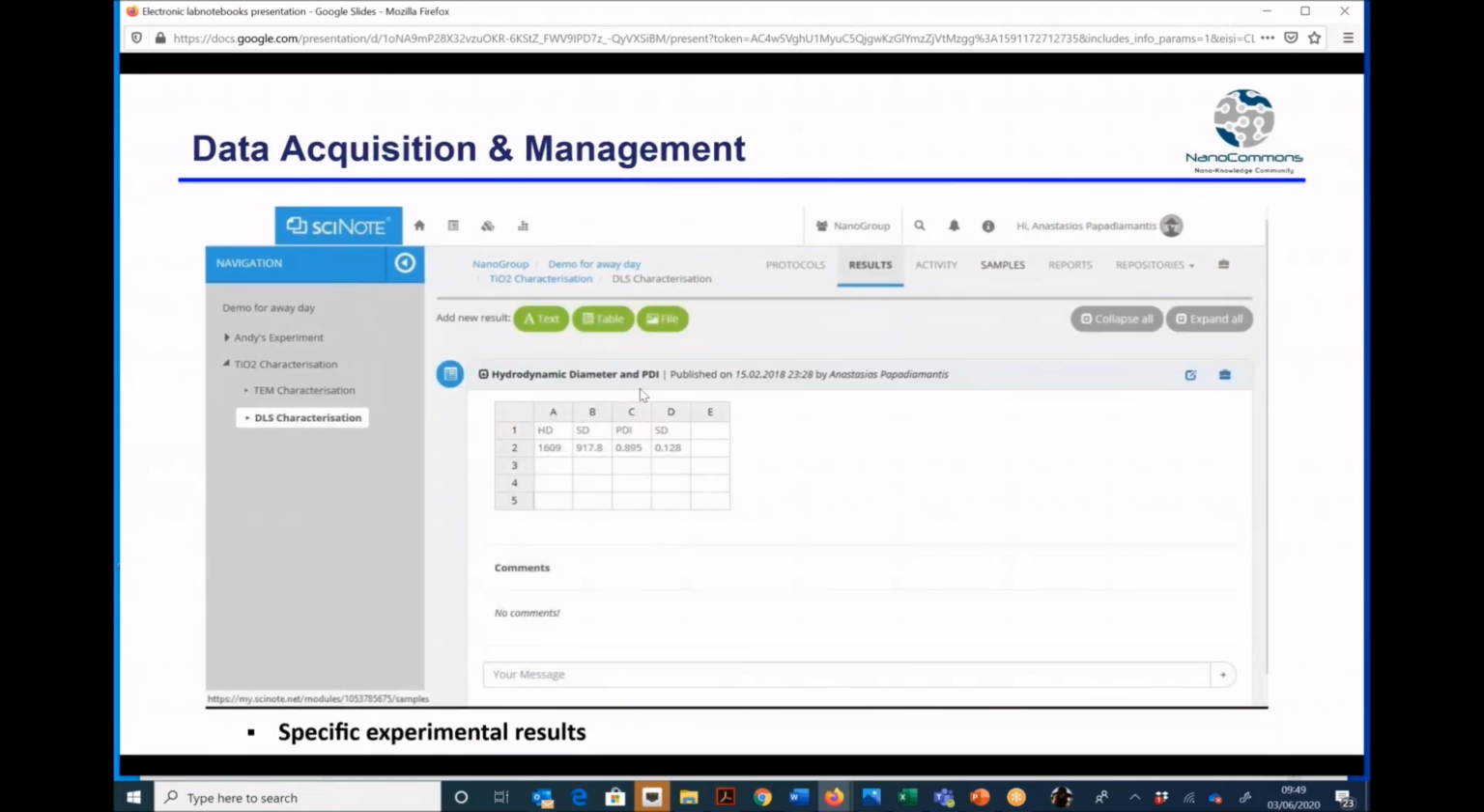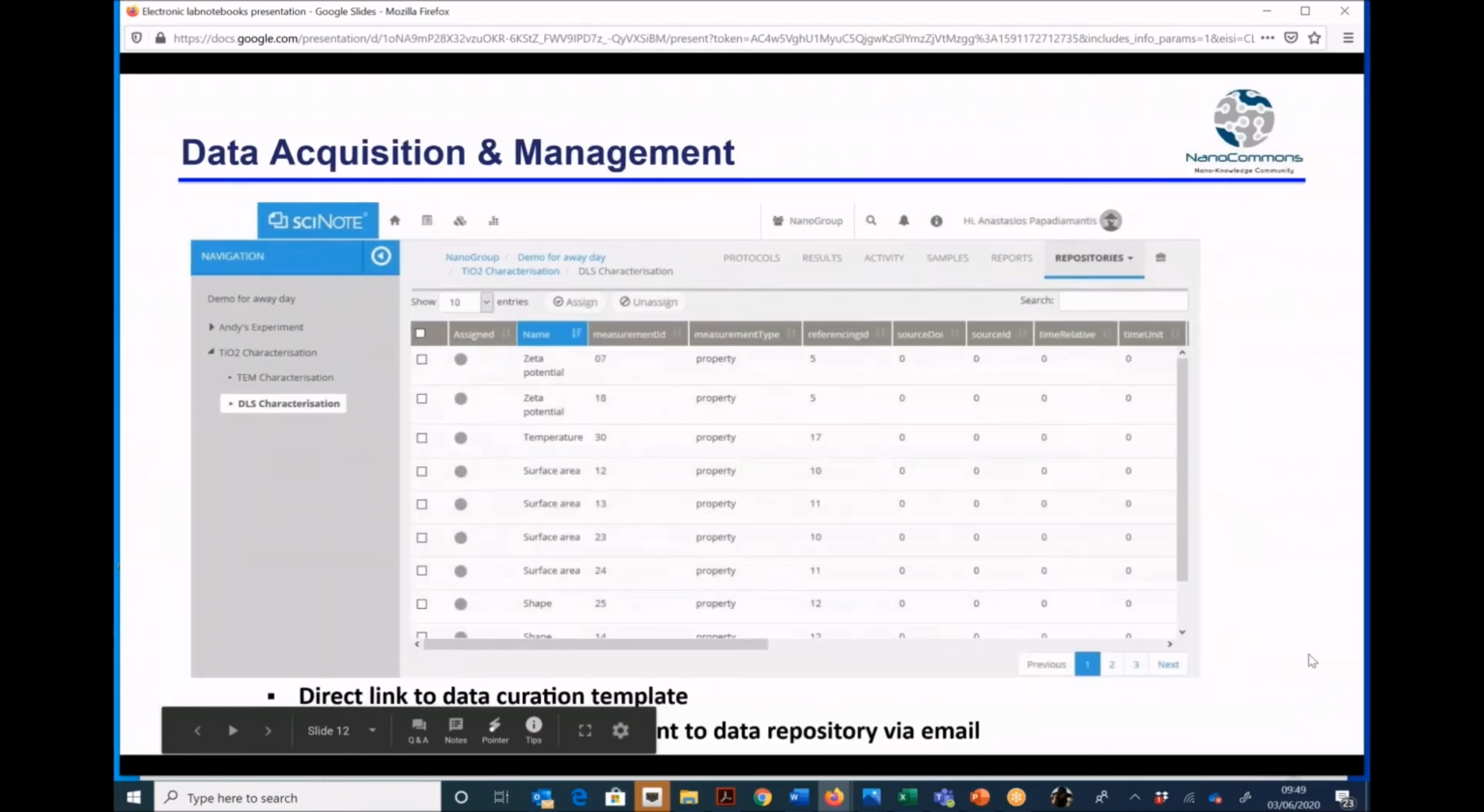And then the data acquisition, as I said, you can set it up to capture the specific endpoints that you want, and ideally we're linking those to the existing ontology terms. So linking to the eNanoMapper ontology in large part, and that then also means that the data is organized in the way you want it. And then finally, you can link it to the data curation templates, and that enables you to email the data sets directly into your repository.